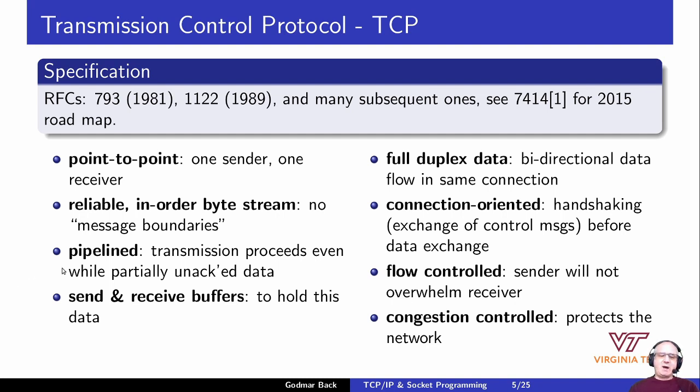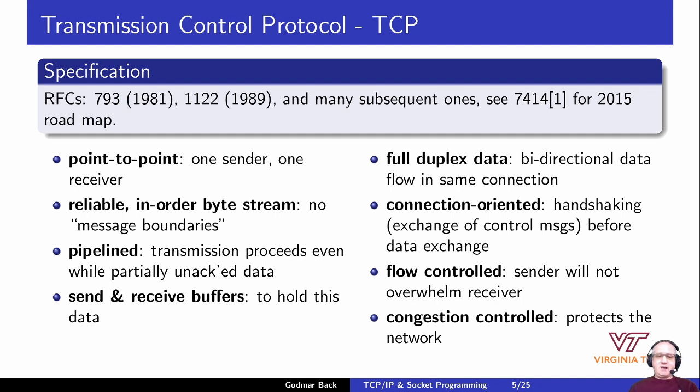The TCP protocol is pipelined. Pipelined means that it is possible for a sender to send more data, have data in transit, even before previously sent data has been acknowledged. So transmission can proceed even while there is some data that has not yet been acknowledged. And the reason for this is to overcome propagation delay. If we waited for an acknowledgement before we would send the next packet, then if we have a connection that spans a large geographic distance, most of the time we would be waiting and the connection would be idle, even if it had very high bandwidth.